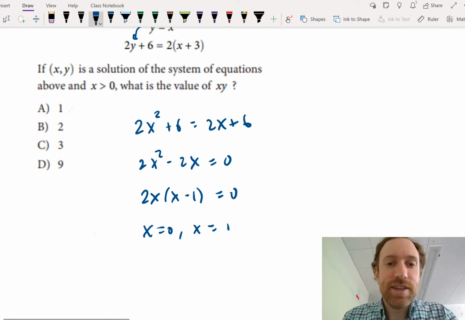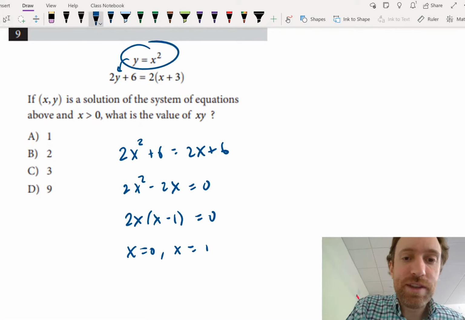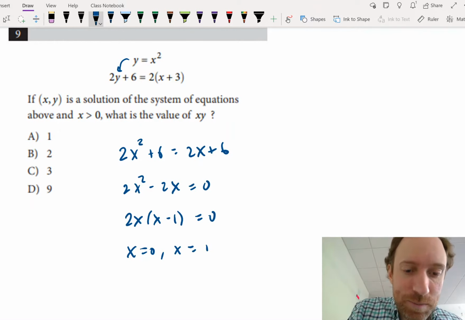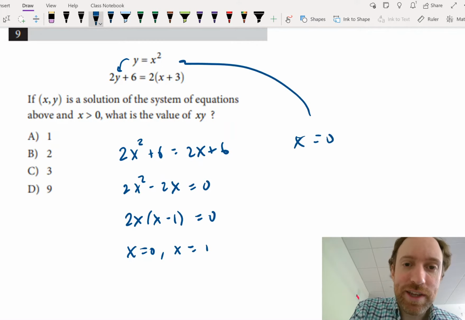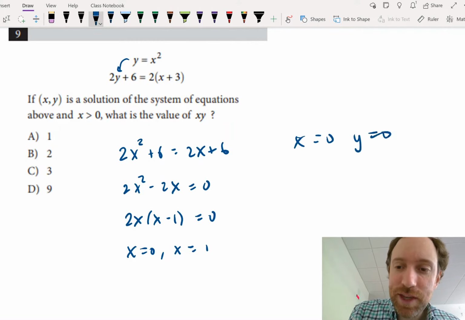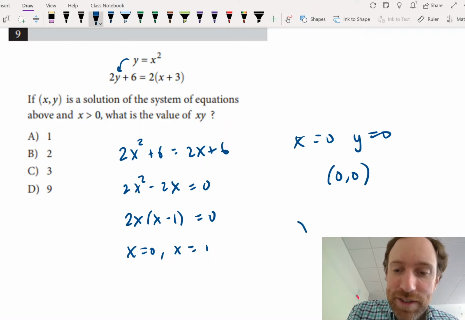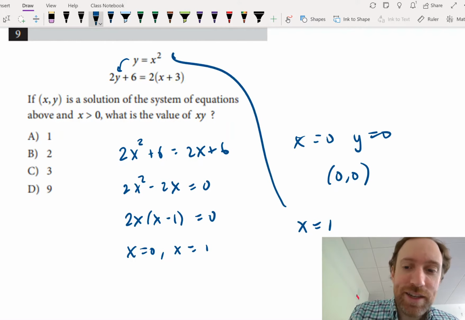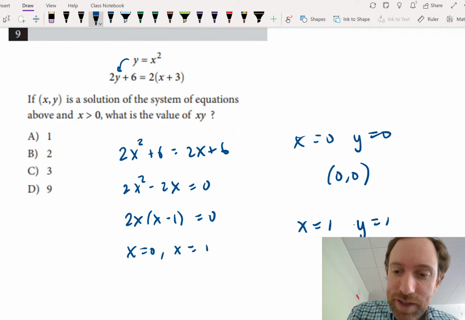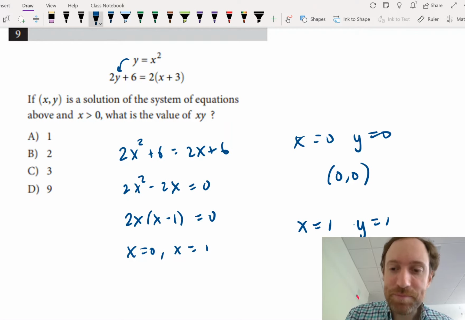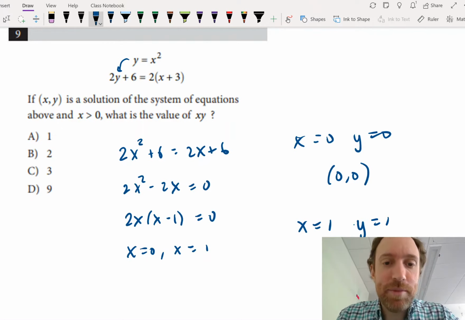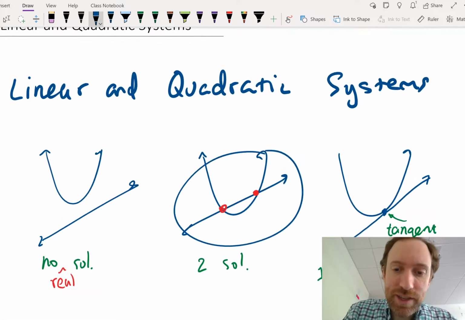Each of these x's has a corresponding y value. You can calculate the y like so. So, for example, if x equals 0 and we substitute that in here, you'd get y equals 0. So you get the solution at the point (0, 0), also known as owl face. If x equals 1 and you plug that in here, you get y equals 1, giving us a solution at the point (1, 1). So out of the possible outcomes, we got the two solution case.